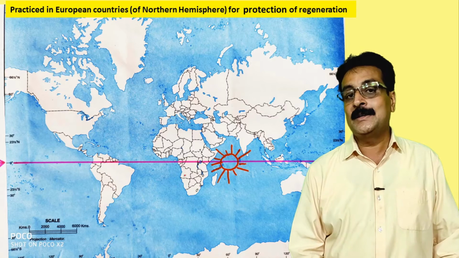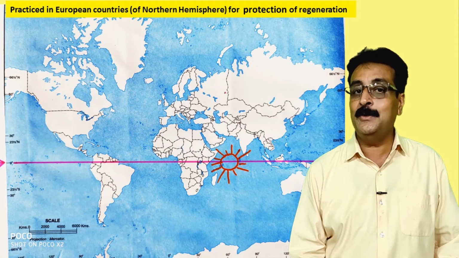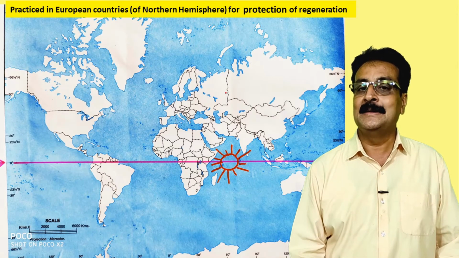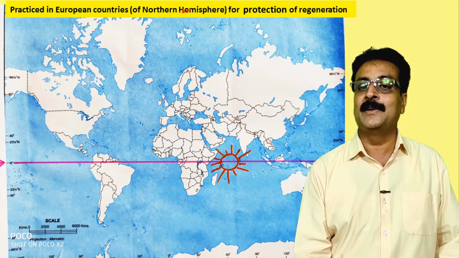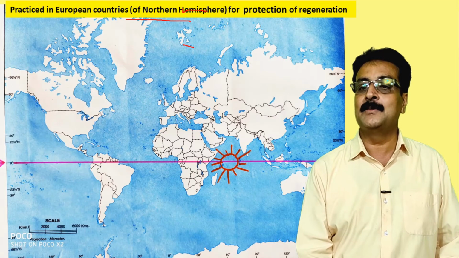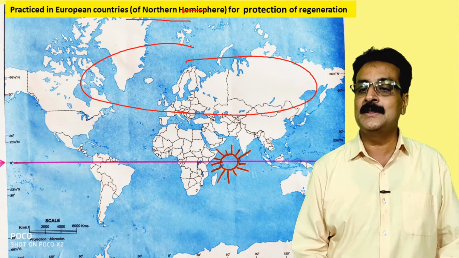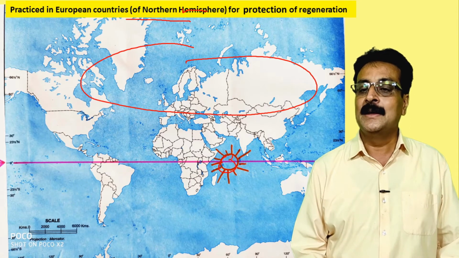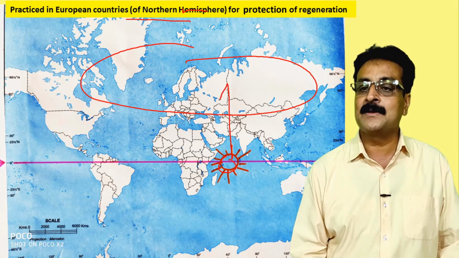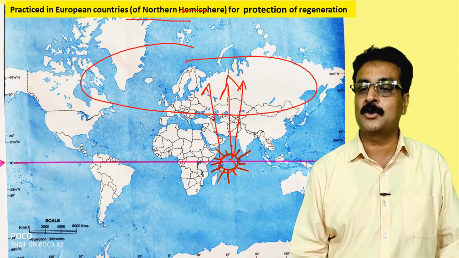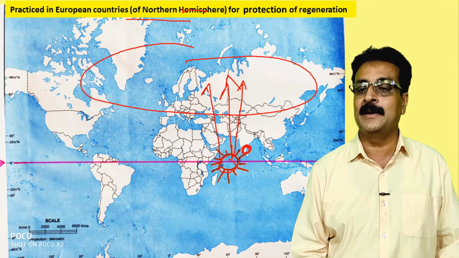So now the thing is, why do we do the group system here? This is actually practiced in European countries, in the northern hemisphere, because we see this is the equator, the sun is here. Here the insolation is coming, the light is coming very obliquely, like this it is going. It is not overhead as it is in our country in India.